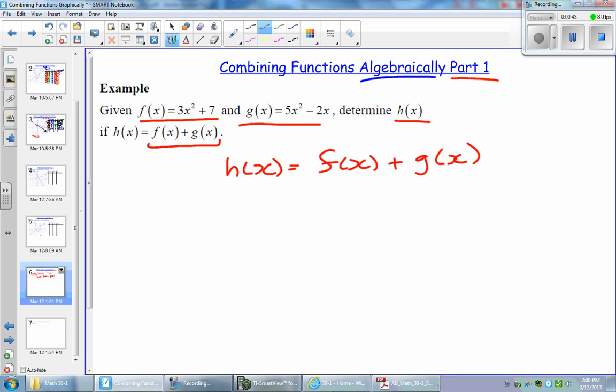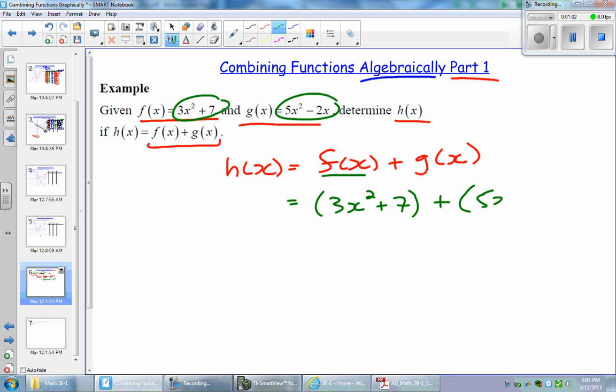So this is actually quite a simple concept. You want to add f of x. So f of x is represented using that expression. So 3x squared plus 7, plus our g of x expression, which is represented by 5x squared minus 2x. So 5x squared minus 2x. And notice I put it in brackets just so you can see the two groupings here. And then from here, you would just go ahead and combine all your terms and simplify.